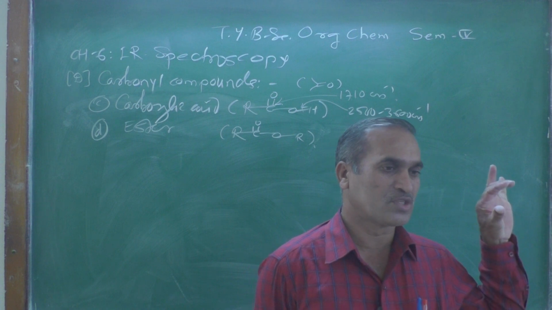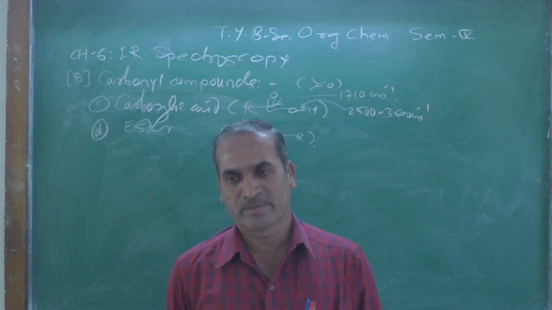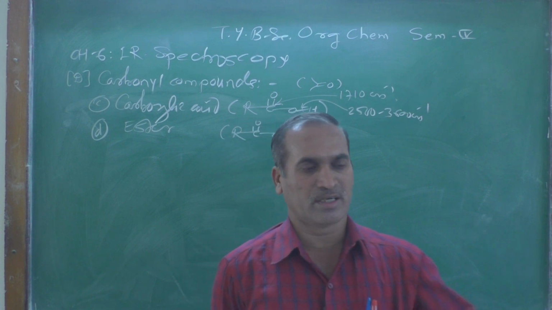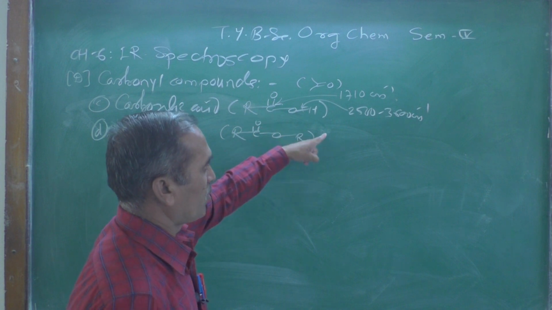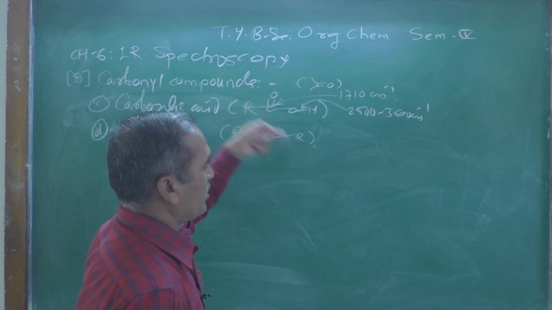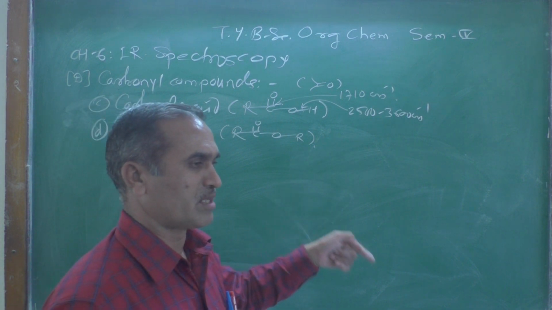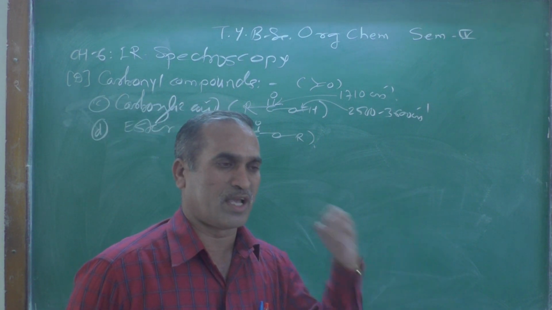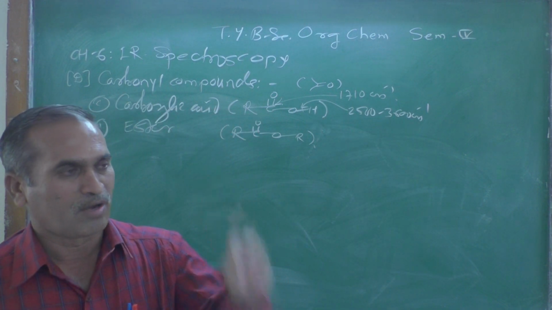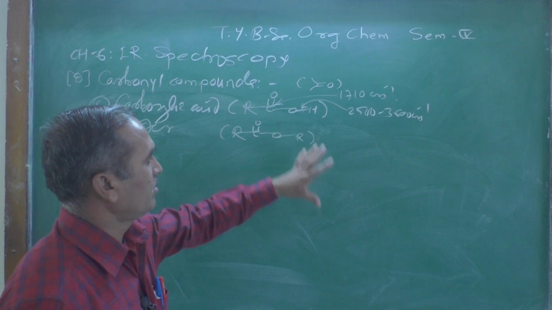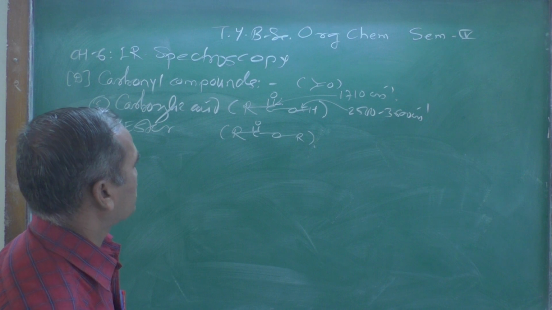The broad peak is observed due to hydrogen bonding, and as we know, there are two types of hydrogen bonding: intermolecular hydrogen bonding and intramolecular hydrogen bonding. If such hydrogen bonding is present, it generally produces a broad peak in an IR spectrum.